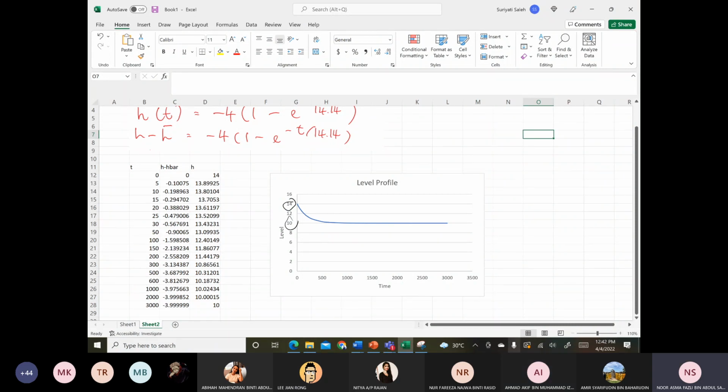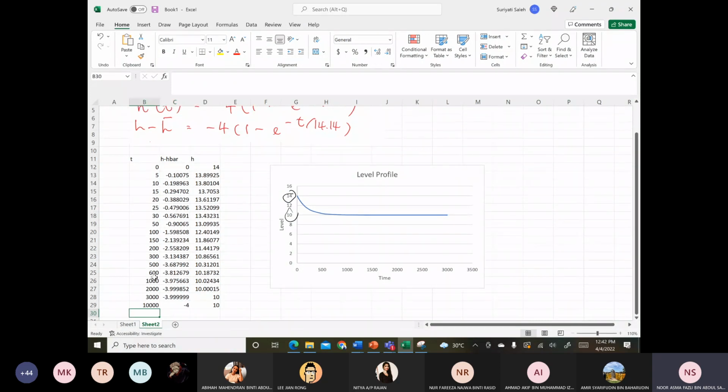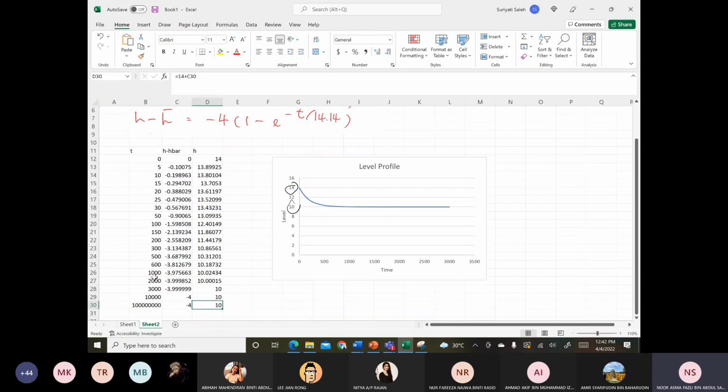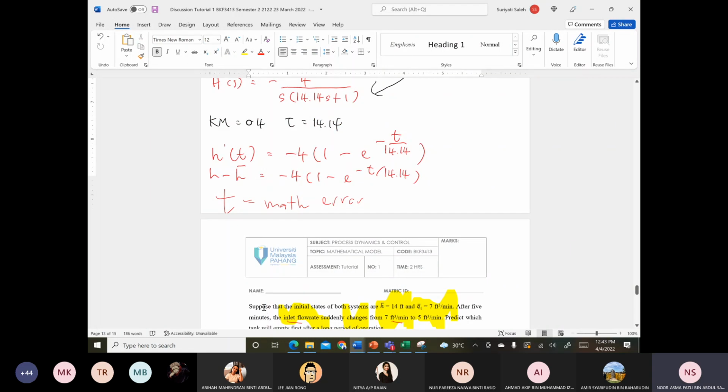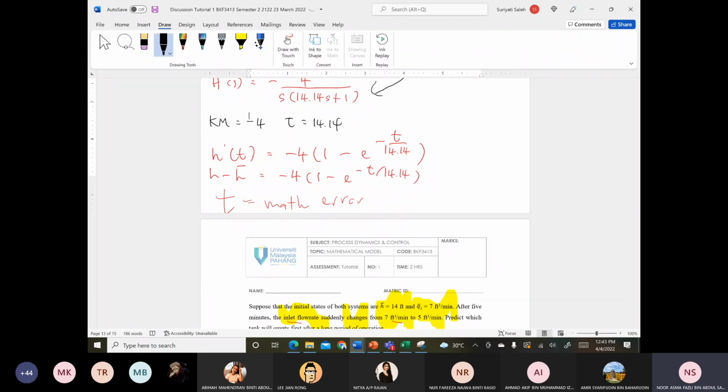You can see from my data, I put 3010. Now I put 10,000. What happened? Still I get 10. And then I put almost 1 million. Still I get 10. So if I try to increase the time, it is still not going to change the steady state value, which is 10. That's why if you try to recalculate to find the time, you get t equal to math error, because you are never going to reach that value.